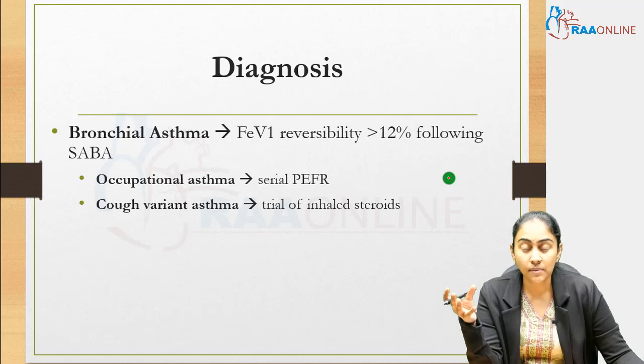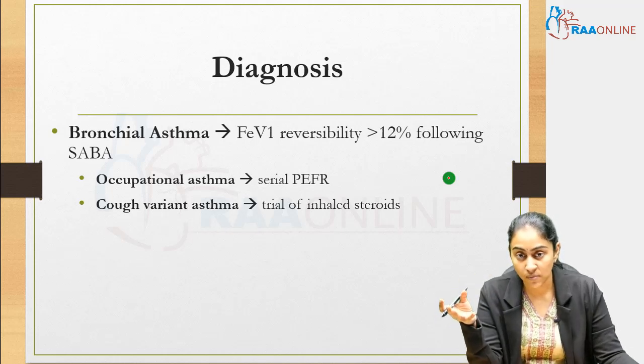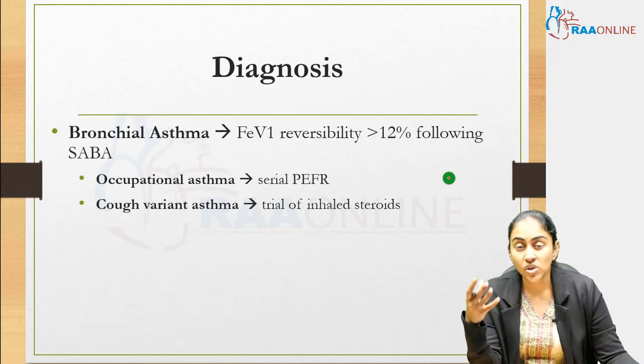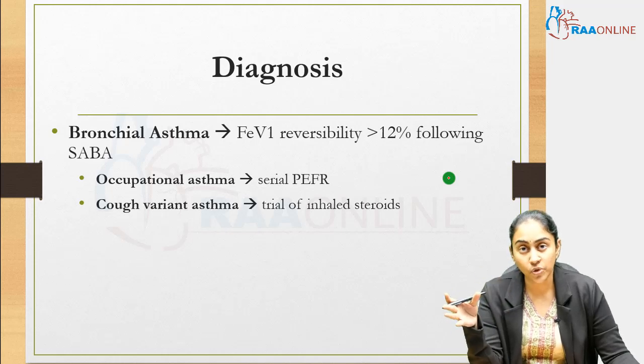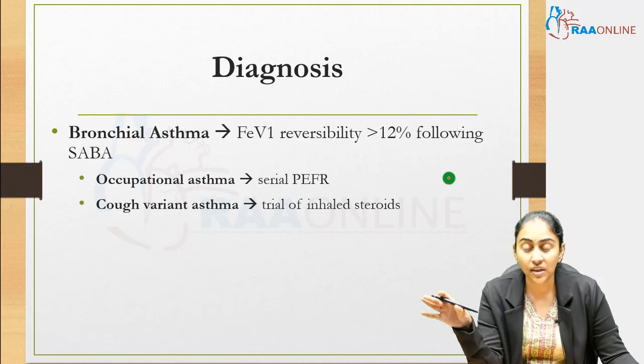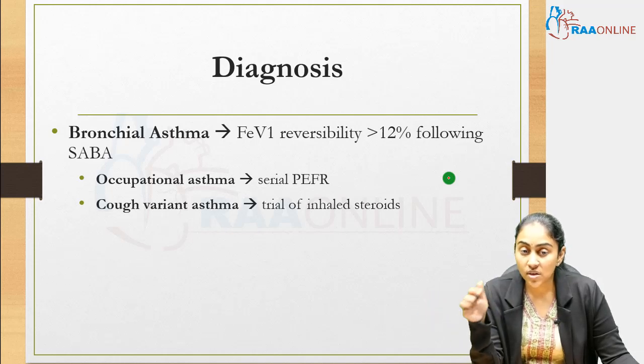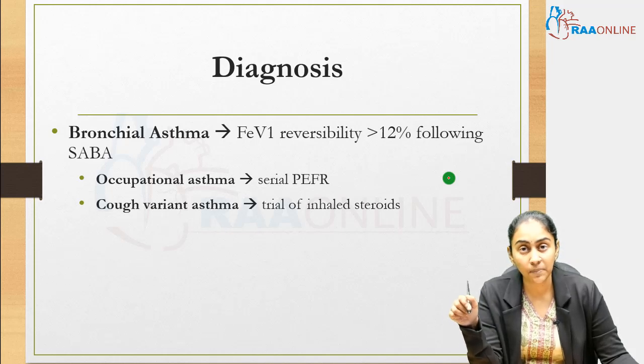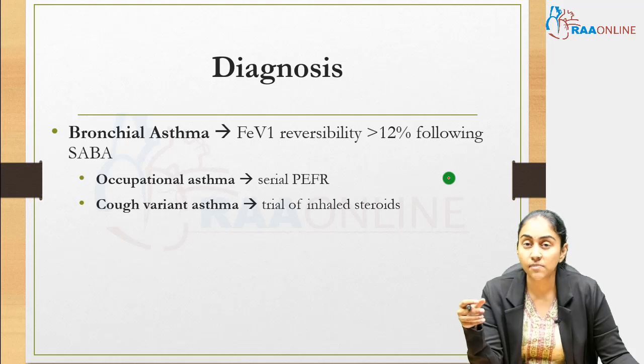When you're described a scenario of occupational asthma, typically where the patient develops symptoms only while going to work, and during the weekends or during holidays or vacations, the patient is completely symptom free, then what is the test that is going to be helpful? It is going to be serial PEFR testing, serial peak expiratory flow rate testing. Now, when you are dealing with cough variant asthma, one of the major ways to diagnose it itself is by a trial of inhaled steroids. If it responds, then it is probably cough variant asthma.